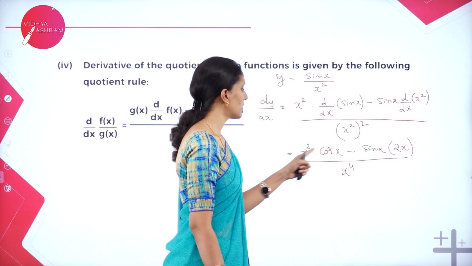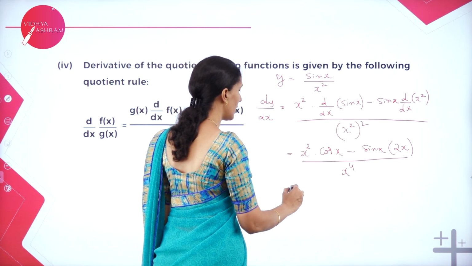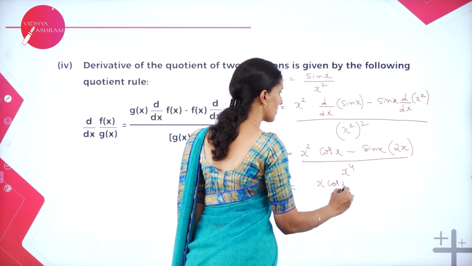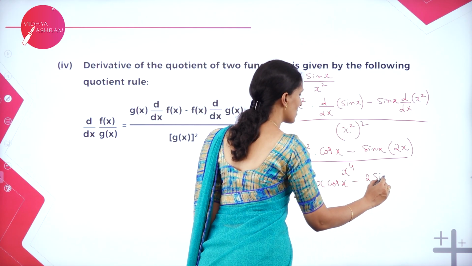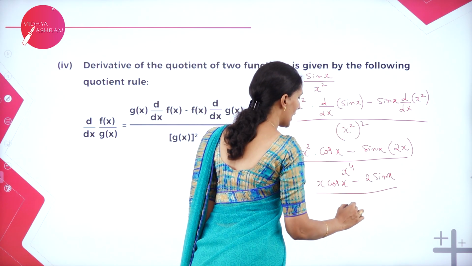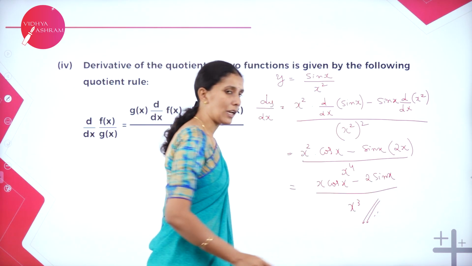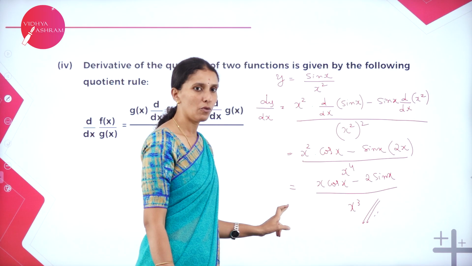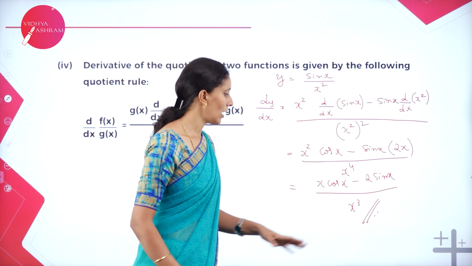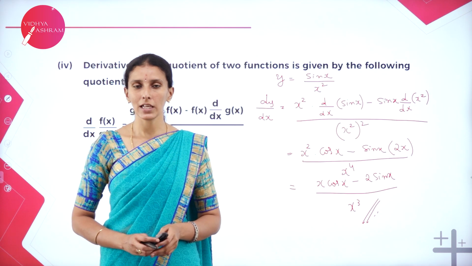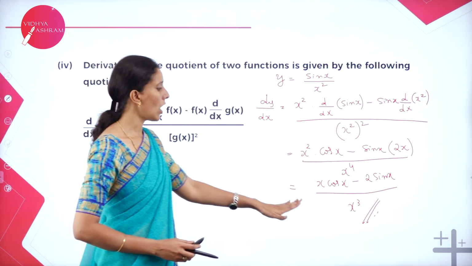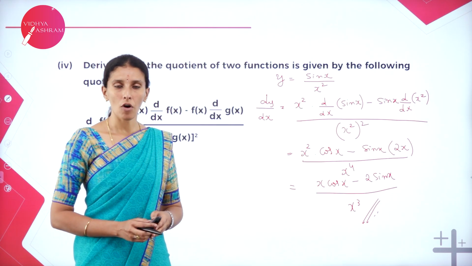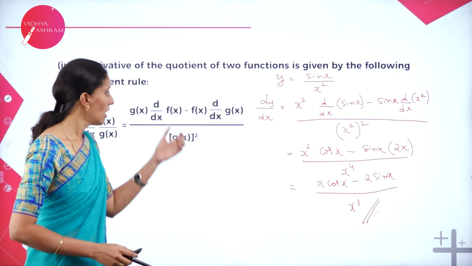So here you can observe x is common in both numerator and denominator. When you take x outside here, this becomes x cos x minus 2 sin x, whole divided by x cube. This is the final answer. In the numerator, x outside, again in the denominator, x outside, so it gets cancelled. So you are left with x cos x minus 2 sin x divided by x cube. This is how we find the derivative of any two functions when it is in the form of a quotient by applying the quotient rule.